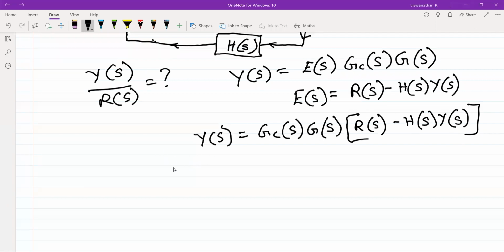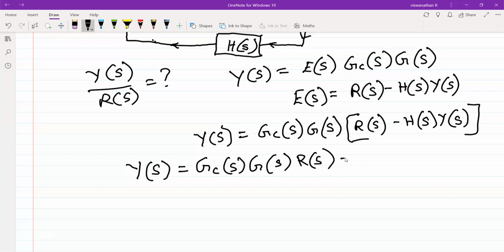Okay, so I open the bracket. Y(s) can be written as Gc(s) G(s) R(s) minus Gc(s) G(s) H(s) multiplied by Y(s).